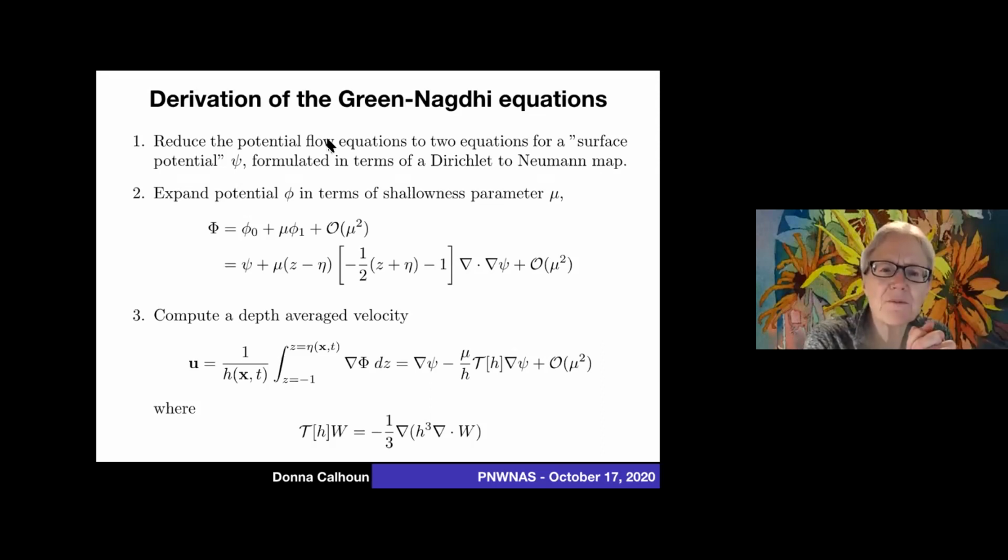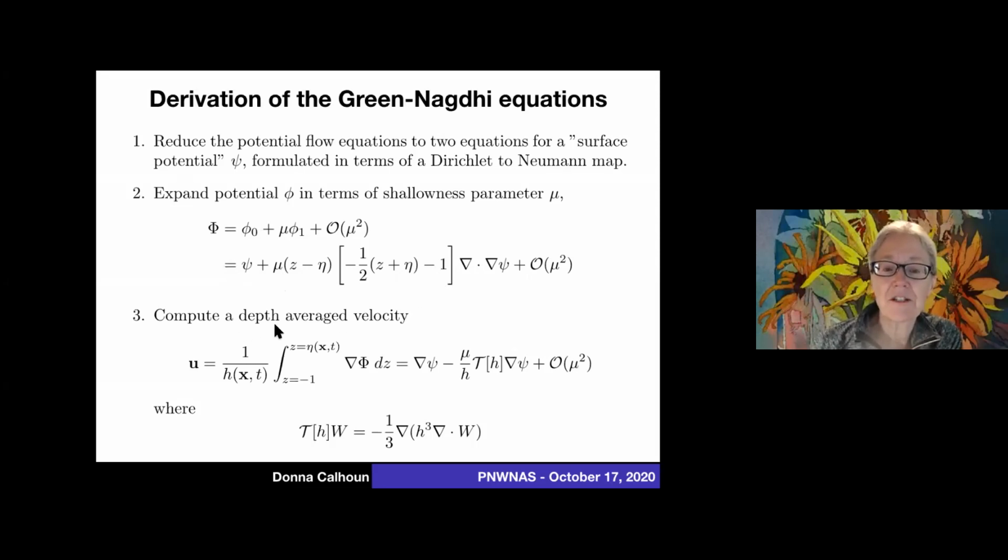So we can expand this potential phi in terms of a shallowness parameter in this shallow regime. And so we end up with a potential that looks like phi 0 plus mu times phi 1 plus some higher order terms. And we'll call that potential psi. So the value of the potential on the free surface takes on this particular form, okay? It's a little bit funny looking, but it's actually not terribly difficult to derive. I'll give you some references here in a minute.